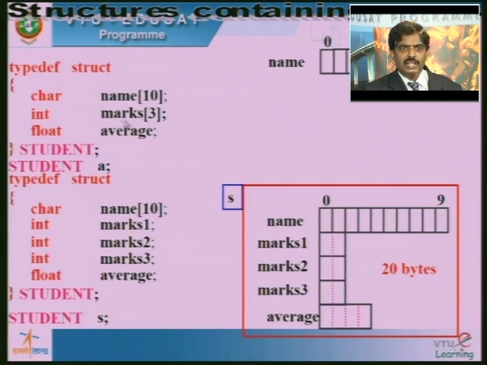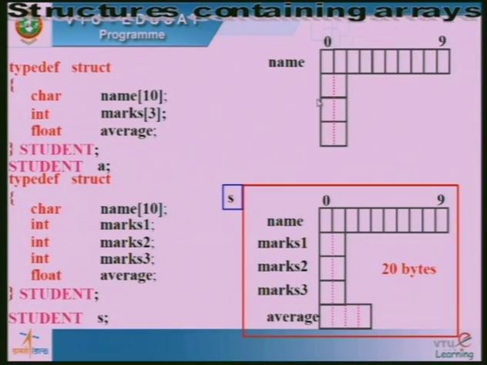Then we have marks. Totally, marks is an array. When I say array of how many integers? 3 integers. So, 2 bytes for the first integer, another 2 bytes for the second integer, another 2 bytes for the third integer. So, totally we have 3 integers, each of which takes how many bytes? 2 bytes. So, what is the common name given for this? Marks. So, this field is identified by marks of 0, this field by marks of 1, this field by marks of 2, and so on.